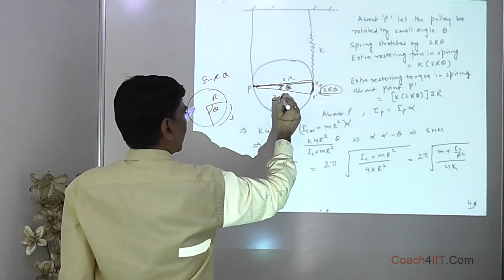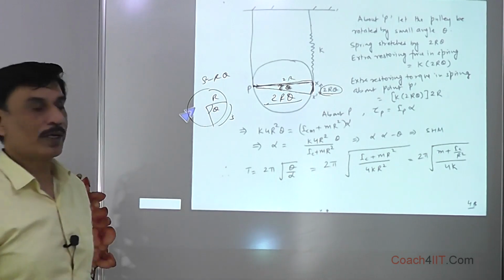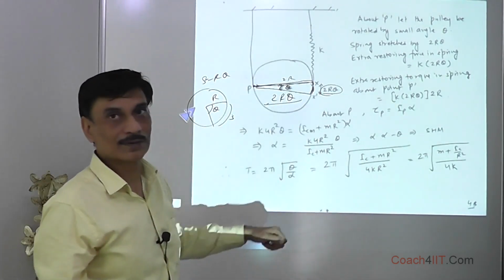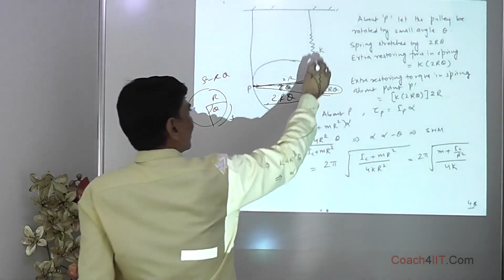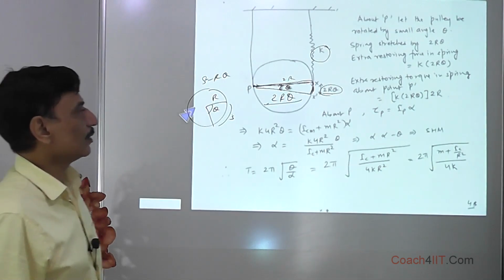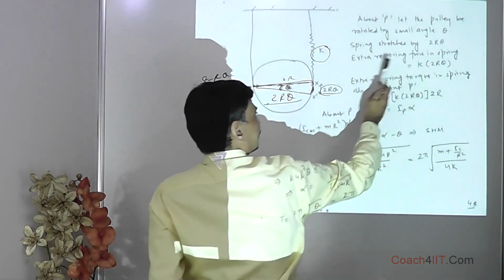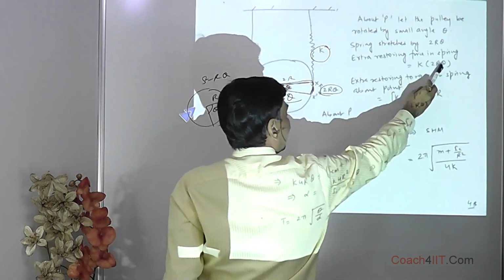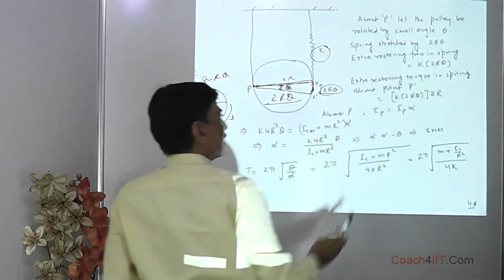That is 2r into θ. This is the movement of this point. It is so small that it is almost a straight line. As a result, there is a stretch in this spring. The spring stretches by 2rθ. As a result, the extra restoring force comes out to be k into 2rθ, that is k into x. The extension over here is 2rθ.